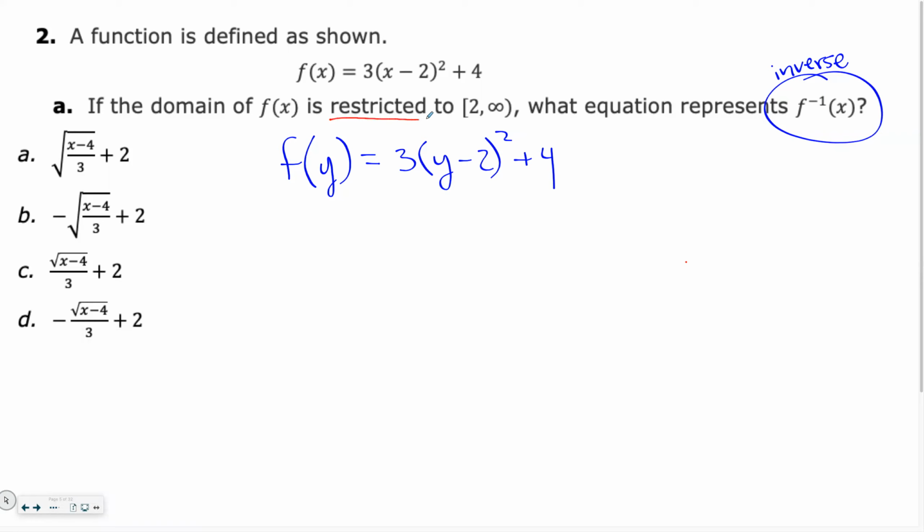Restricted. Yeah, specifically it says restricted domain, which domain usually means x's, but we're switching x and y. So we're actually going to restrict y. So if we start with the x and then you do the inverse, what does the x become? Y. Okay. The math symbol for restricted. Any of y'all remember off the top of your head? What was it? Oh, it's the squiggly.